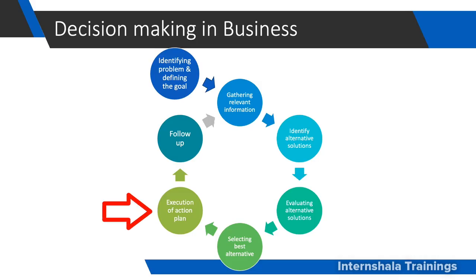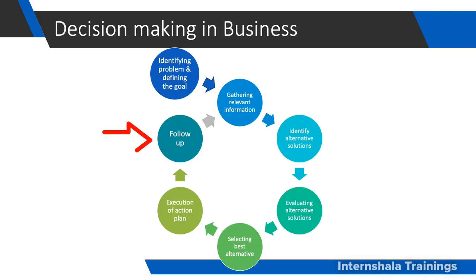Finally, it's time to take action. The decision made is correct or not will only be determined once it is implemented. In our example of ice cream, the business had decided to launch new products. So, manufacturing, marketing, distribution needs to be done as part of the implementation.